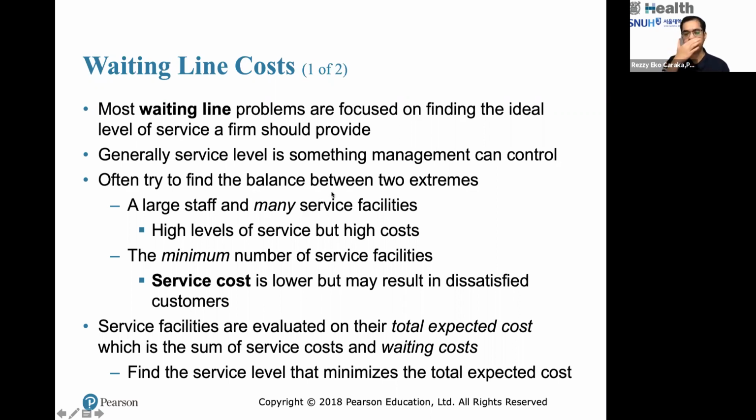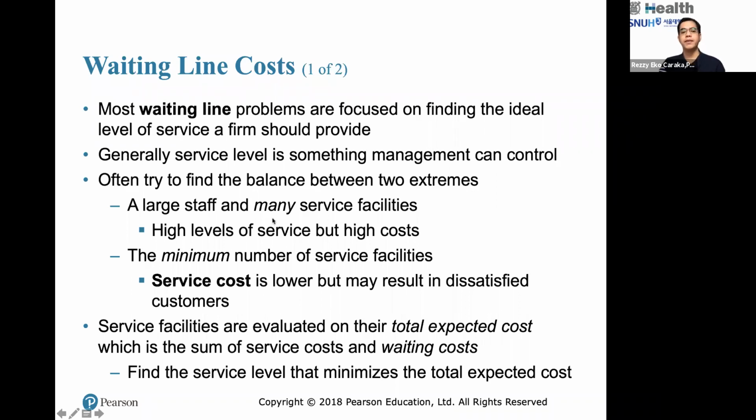We have an example here: a large staff and many service facilities means a high level of service but high cost. Our system should be in steady state, and we have to make sure our servers are good enough to handle the customers. Second, a minimum number of service facilities could lower the service cost but may result in dissatisfied customers. If we only have a few servers, they cannot handle the customers well, so our customers will be dissatisfied. We don't want that.